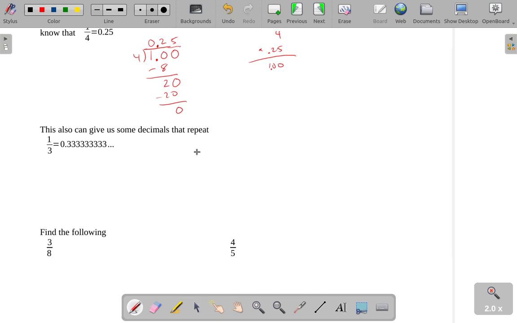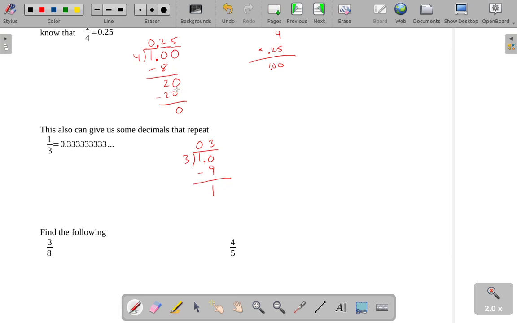Let's see how this looks with the long division. So 1 divided by 3, again, looks like this. 3 doesn't go into 1 at all, so that doesn't help. So I'm instead going to think of it as 1.0. Well, 3 goes into 10 3 times, and 3 times 3 is 9. When I subtract that off, I get a 1.